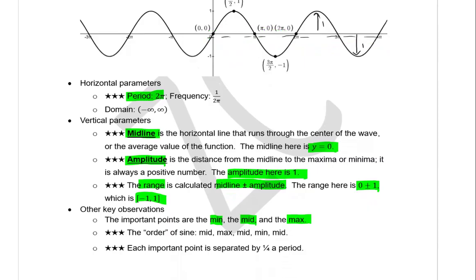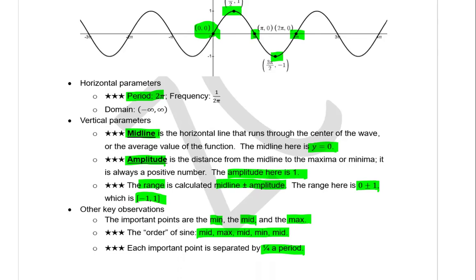If we say the starting point is when x is 0, or t is 0, whatever you want to call the axis. So this point here, if we call that the starting point when x is 0, what's the pattern? It goes up to the max, down to the min, so it crosses through the mid in between, and then back to the mid for one period. So mid, max, mid, min, mid, okay? And let's notice that each important point is separated by a quarter of a period, a fourth of a period.